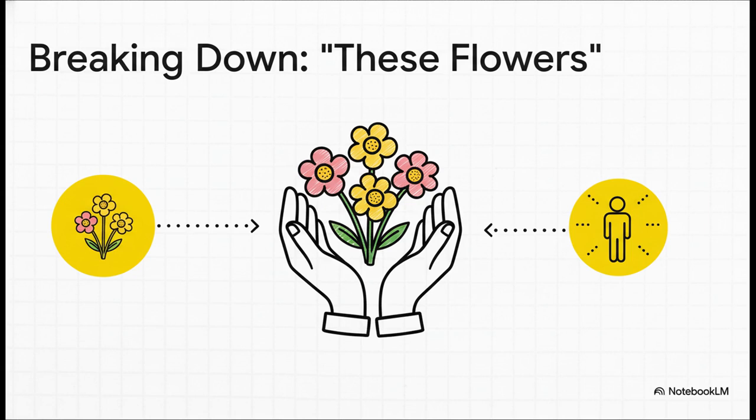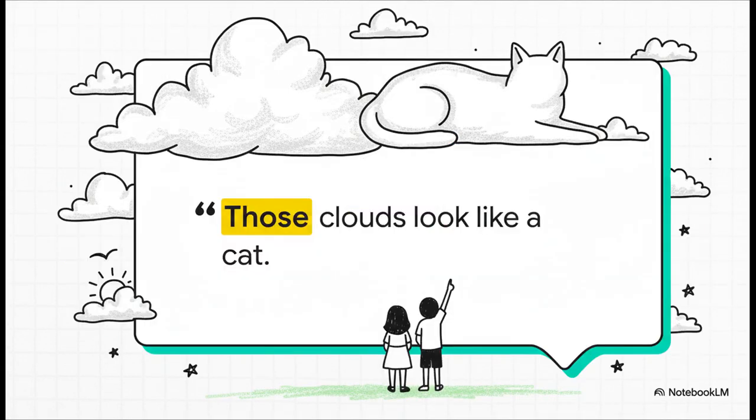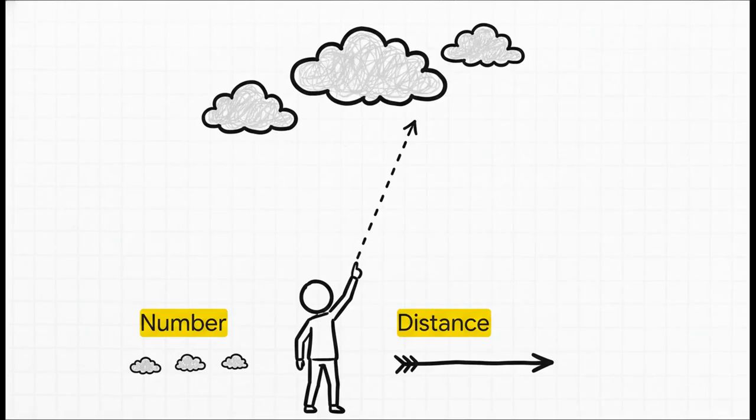Makes sense, right? And for our last one, let's say you're outside with a friend, looking way up at the sky. You spot a cool cloud formation, and you say, "Hey, look, those clouds look like a cat." So let's do our final check. Number, we're talking about multiple clouds, so plural. Distance, they are way, way up there in the sky, so that's definitely far. Far and plural equals those. And just like that, you've mastered the core rule.